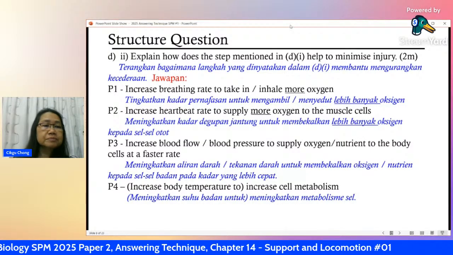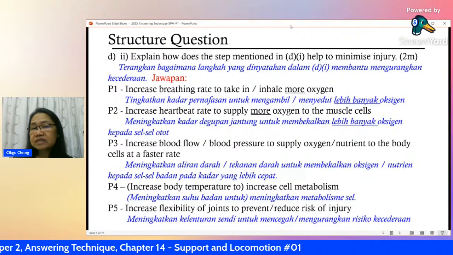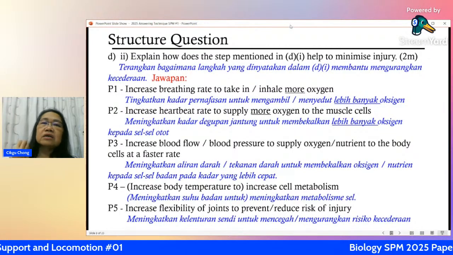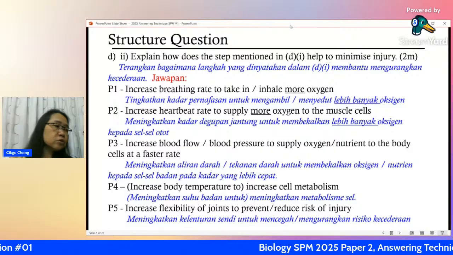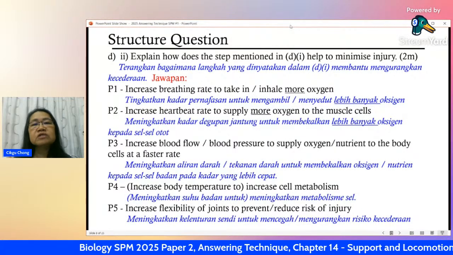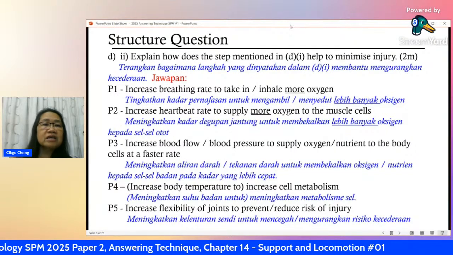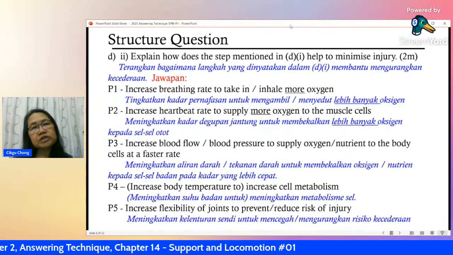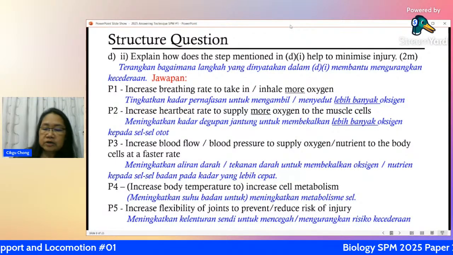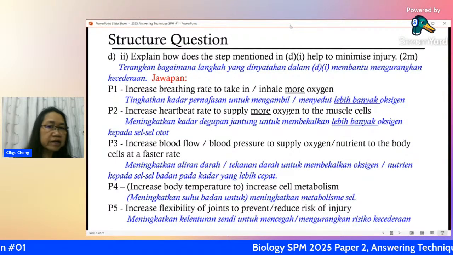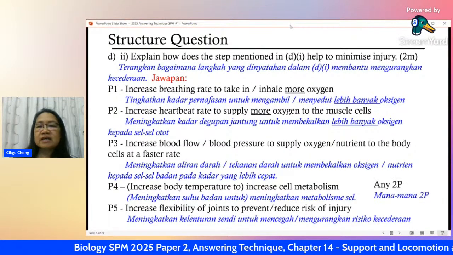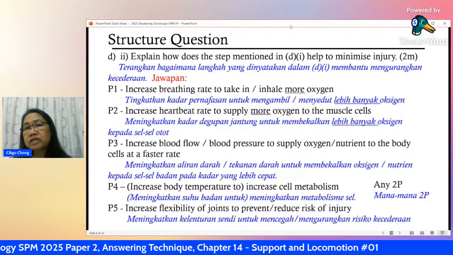Okay, one more. It also increases the flexibility. This is what I mentioned earlier, right? Just now when I was talking about this question, it increases the flexibility so that you will prevent or minimize your risk of injury, reduce the risk of injury. Okay, so any 2 points. If your question requires 3 marks, then you write 3. All right, okay, so you don't need to copy now, right? You can watch the video again, pause it, then write down your points. Okay, next. So any 2 points here if the question requires 2 marks.